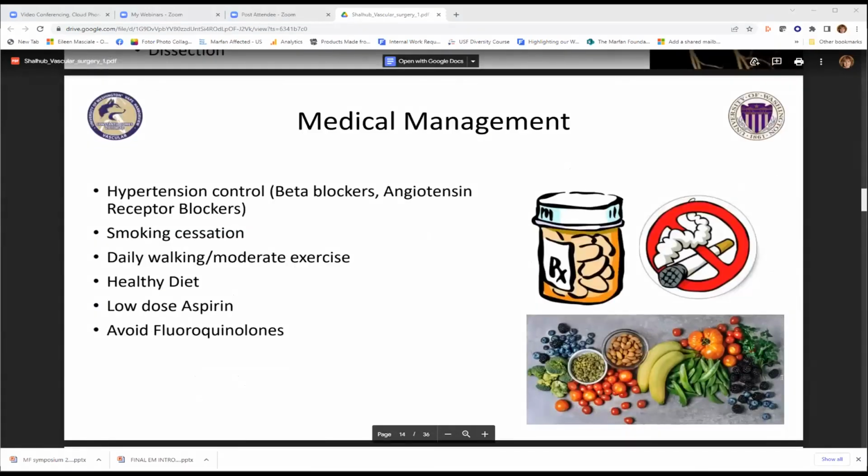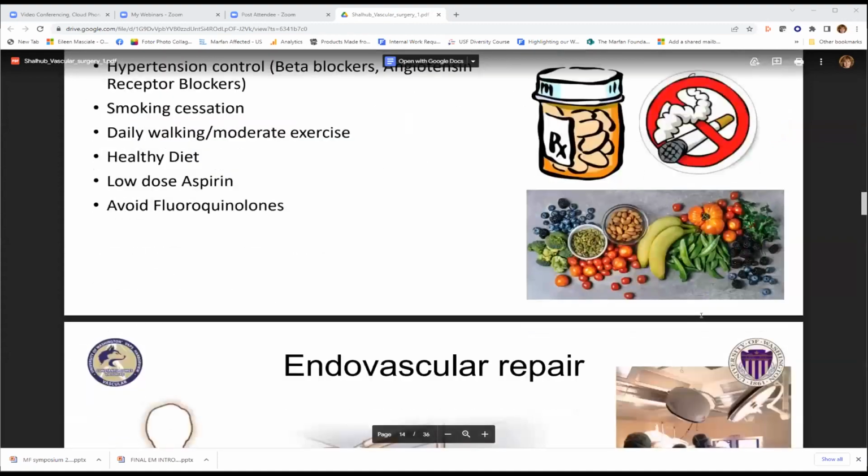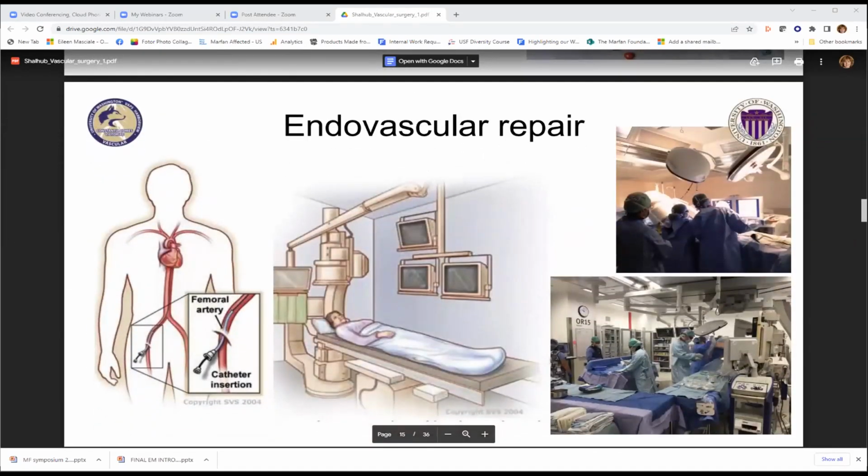Next slide. Medical management, just touching on that very briefly: if there's hypertension, we want to treat it. If somebody smokes, they need to quit smoking, because smoking is one of the most detrimental things you can do for your arteries. I do recommend daily walking and moderate exercise, practicing a healthy diet and lifestyle, and low-dose aspirin in the circumstances in which people have dissections, and then avoiding fluoroquinolones, which you've heard about on the medical management side.